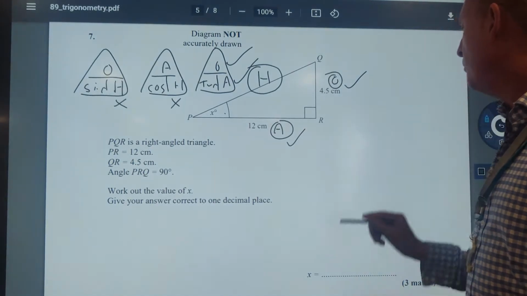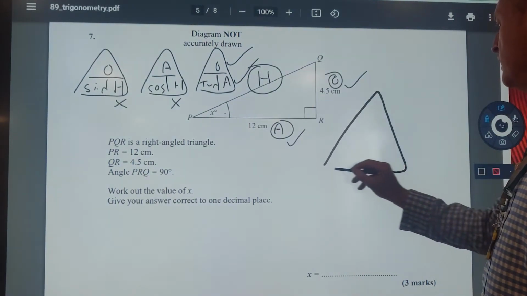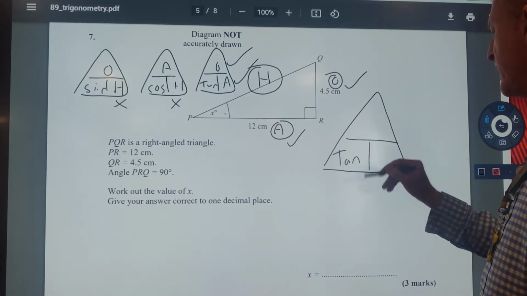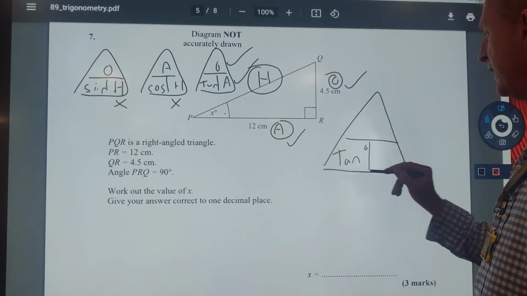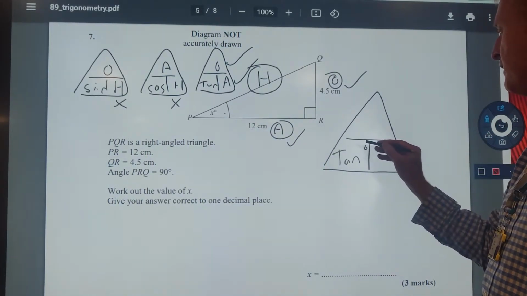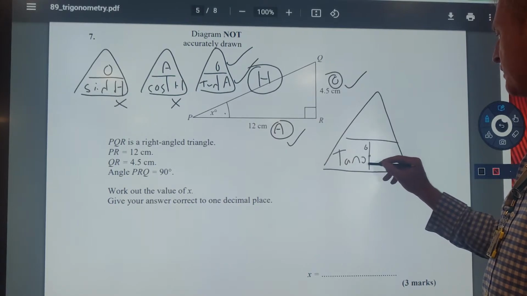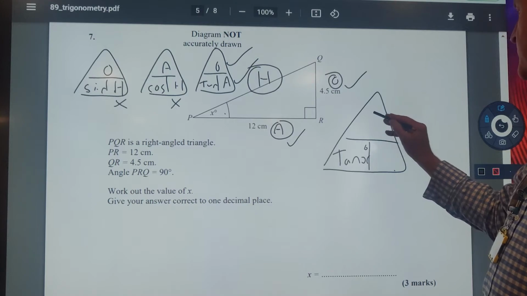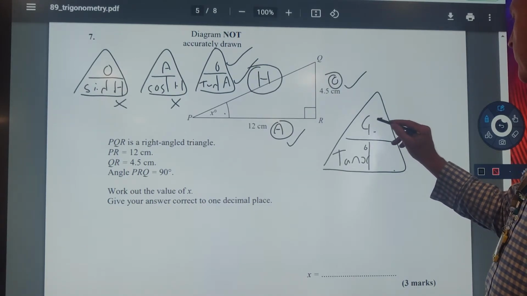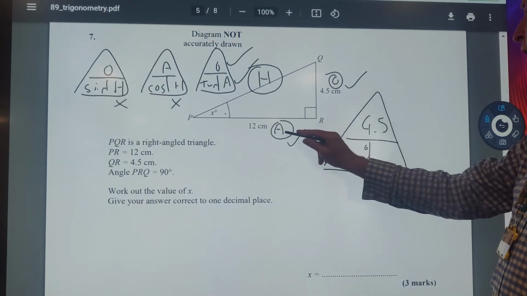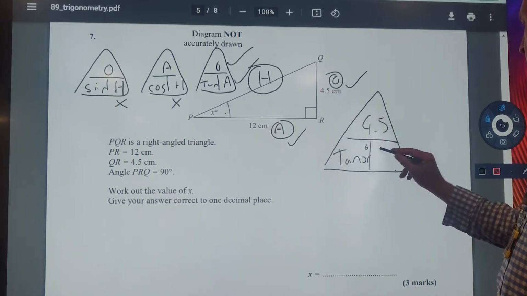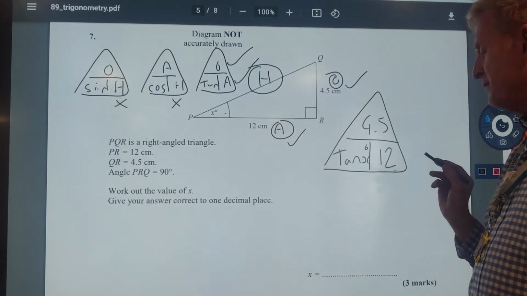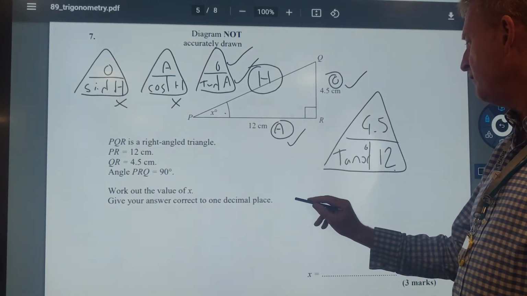So let's have a think about what we've got to do on this one then. If I do another triangle over here and fill in the gaps, this time I'm trying to find the tan of my angle, so I don't know what that angle is. I'm trying to find that. The tan of X, which is what I'm trying to find. I've got my opposite side, which is 4.5, and I'm given my adjacent side, which is my bottom side down here in the bottom right hand corner, as 12.